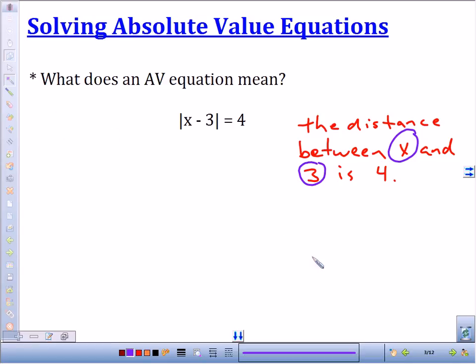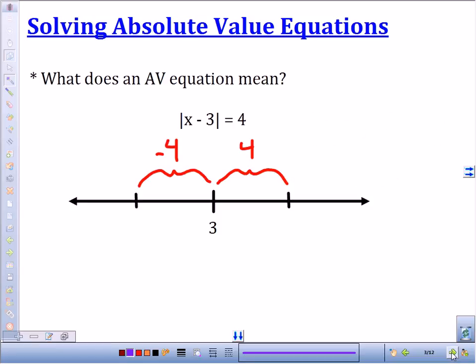Okay, so that's nice, but what does that mean for us? If I had 3 on the number line, I could move 4 spaces forward or 4 spaces backwards, and both of those distances would be equal. So I could have 3, 4, 5, 6, 7, or I could have 3 minus 4 is 3, 2, 1, 0, negative 1. And both of those numbers are a distance of 4 from 3.